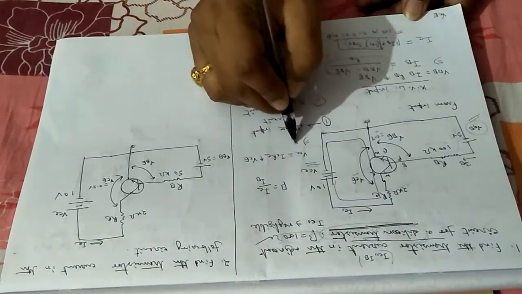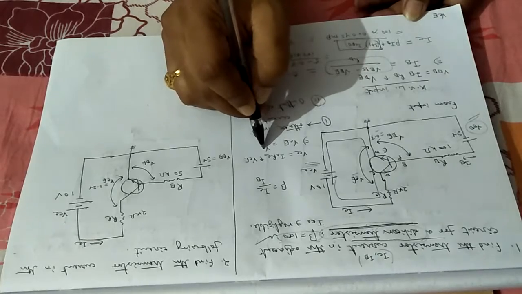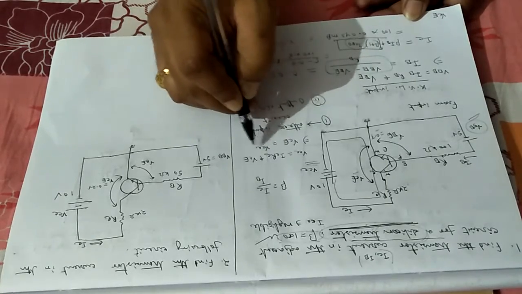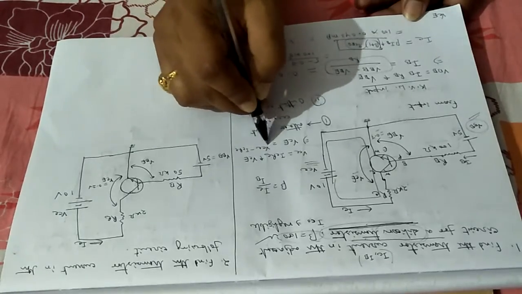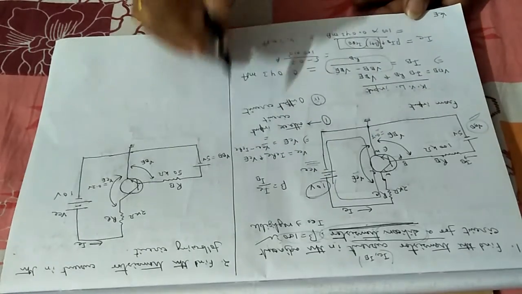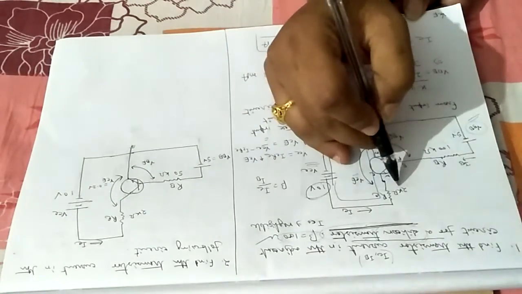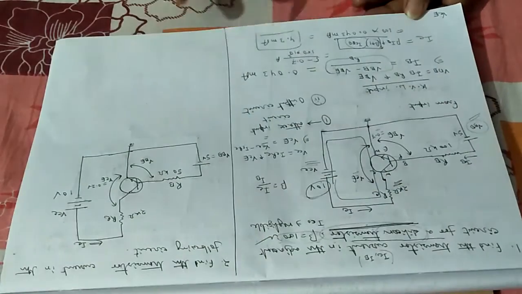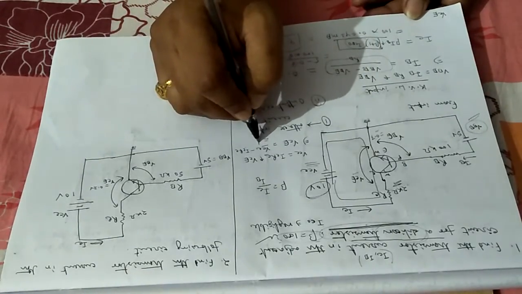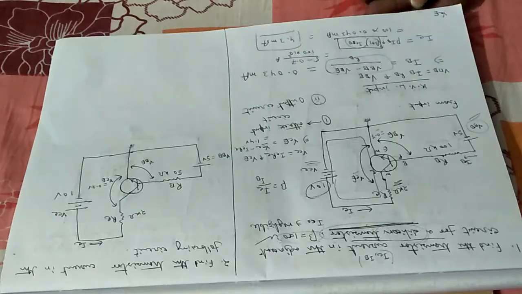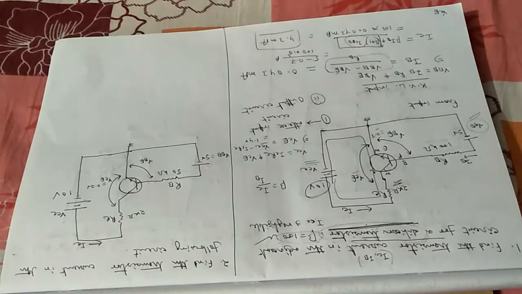Completed. So what will be the value of VCE? The value of VCE will be equals to VCC minus IC into RC. The value of VCC, it is given 10 volt. IC you have calculated 4.3 milliampere, and RC, that is given 2 kilo ohm. So following that you can easily calculate the value of VCE. It will be probably 1.4 volt after calculation. So you will check the calculation later. I am showing you the approach.